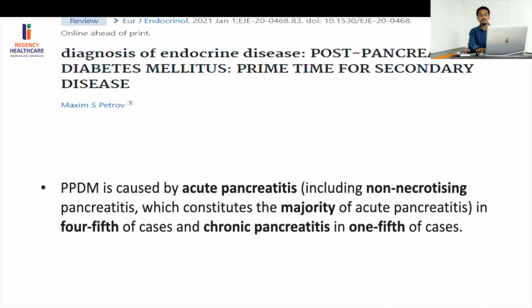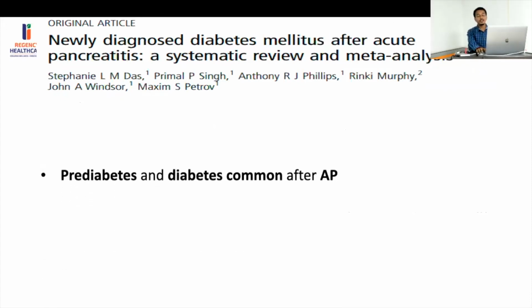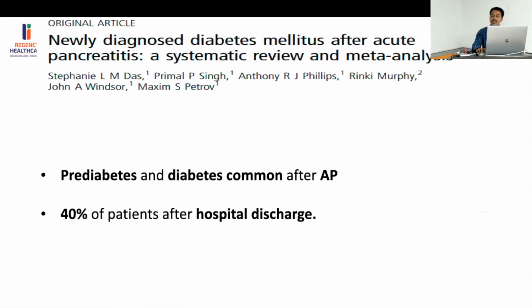Again, as it has been highlighted in this review, which has been published in 2021, almost 80% of cases of post-pancreatic diabetes mellitus develop after an episode of acute pancreatitis, and diabetes mellitus develops even after non-necrotizing pancreatitis. So what has been seen in this article also is that pre-diabetes and diabetes is common in acute pancreatitis, and more so, 40% of patients develop them at discharge.